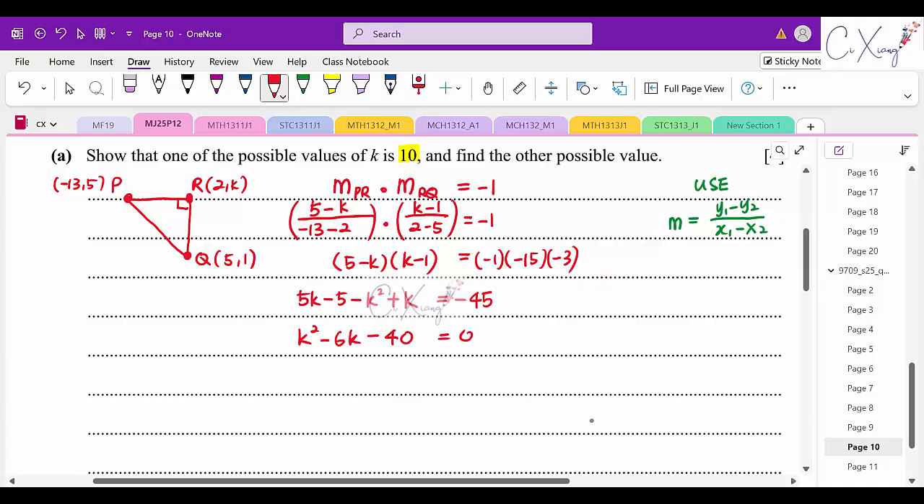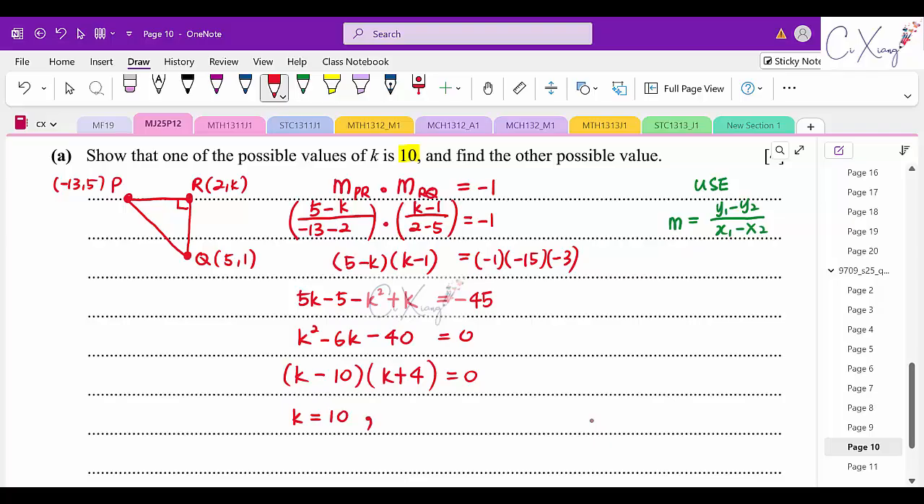Okay, then how can we solve the quadratic equation here? Of course, we can factorize it. I'm having k and k here, then 4 and also 10, then -10 and also +4. And when we solve it, we'll have the value of k equals to 10. So we've successfully proved it. And another value is k equals to -4. Right? This is how we solve 9a. And let's continue to 9b.